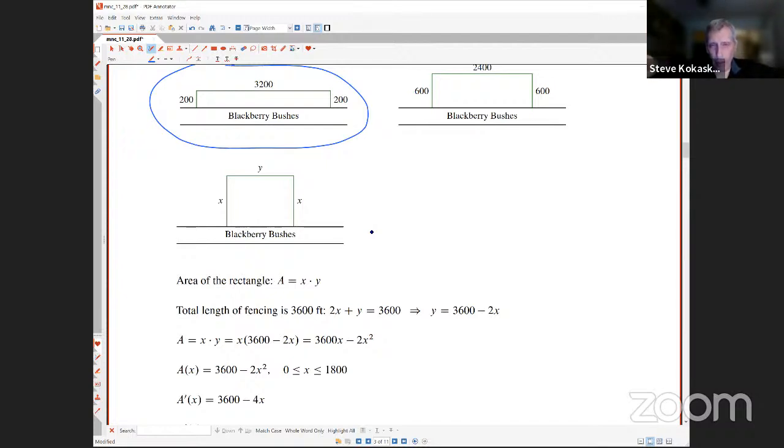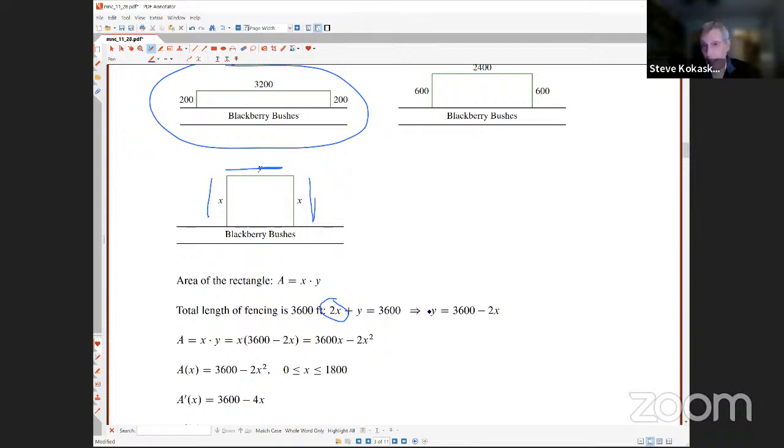What's the perimeter of this field, minus the part along the blackberry bushes? Well, let's see. I have a length of fence there. So that's my 2x here. I have a length of fence over here, y. There's my y. That's got to be 3,600.